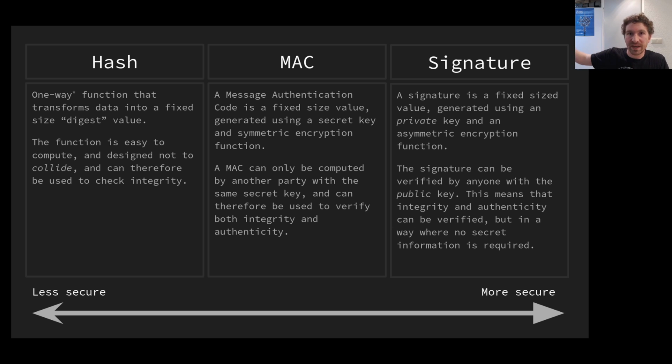And finally, all the way on the most secure side, we have a signature. And this is kind of where I'm using terminology somewhat incorrectly here, right? We're talking about signed firmware. Technically, what we're going to do is not a signature in the cryptographic sense, because a signature is another fixed size value generated using a private key and an asymmetric encryption function. And the difference here is that we can generate this tag, this fixed value, using the private key, but then we can validate that using a public key.